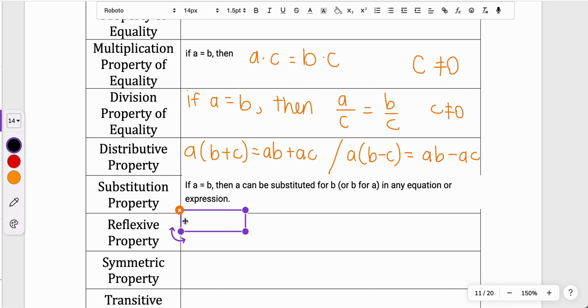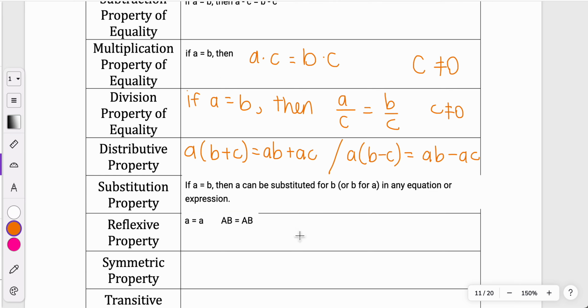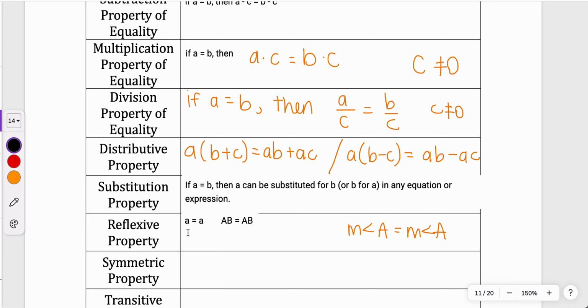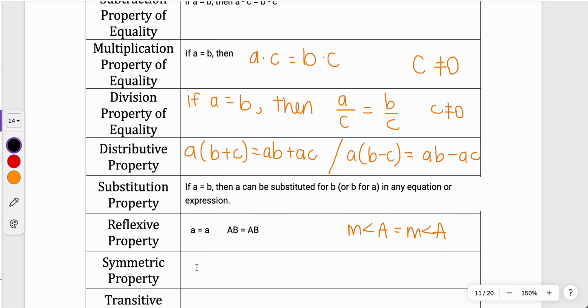The reflexive property just means kind of a mirror image of one another. A can be equal to A, maybe segment AB is equal to segment AB. You can even have, for angles, the measure of angle A is equal to the measure of angle A. I know that is kind of weird, but I will show you places in which you can add that.